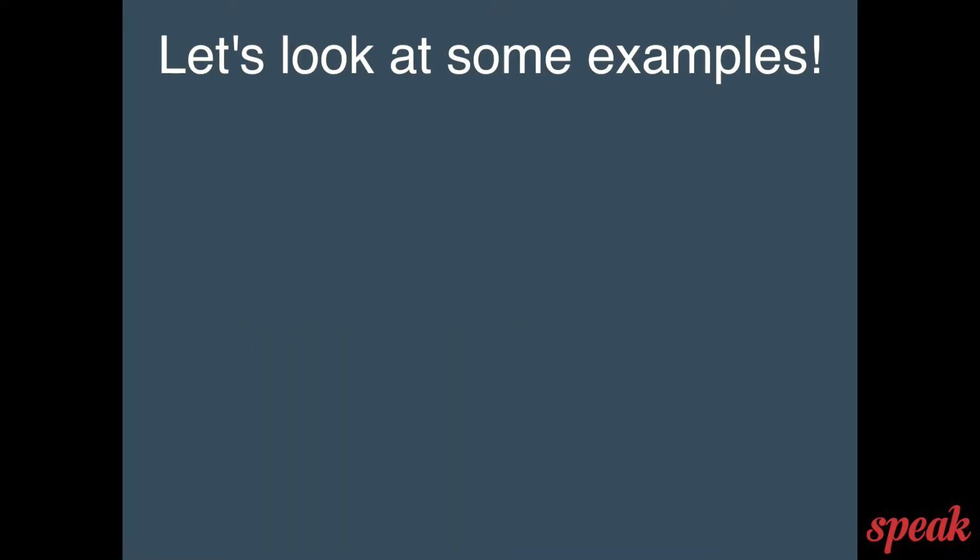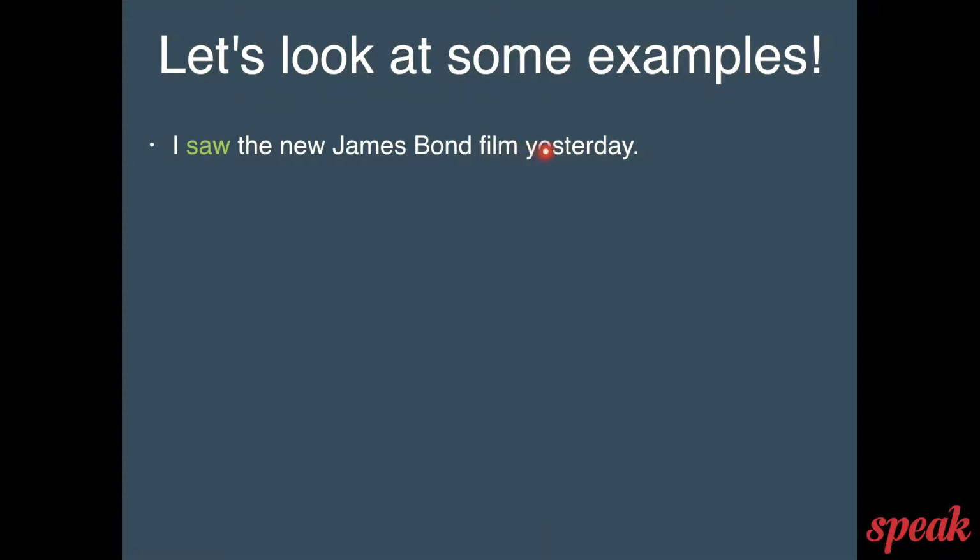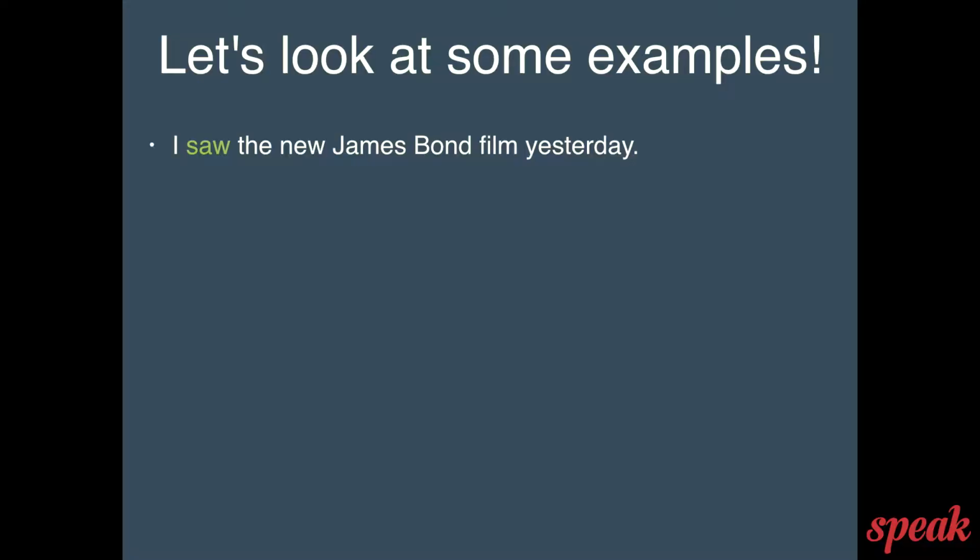First of all, let's look at some examples, and our first example is, I saw the new James Bond film yesterday. You can see here that our verb is saw. Saw is the past form of the verb see, which is an irregular verb. At the end of the sentence, we have the word yesterday. Yesterday is also a very important word here because it gives us the time of when the action happened. So this action happened yesterday, it's in the past, and it's finished. Okay, this is very important, and I will explain why after.